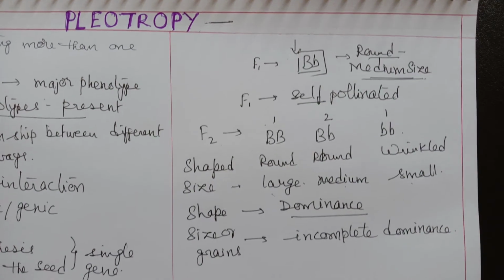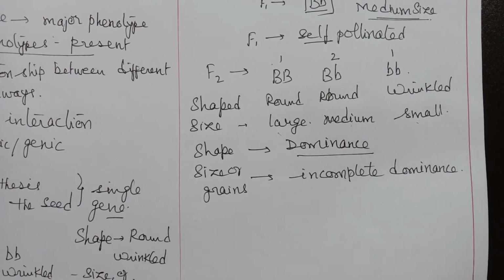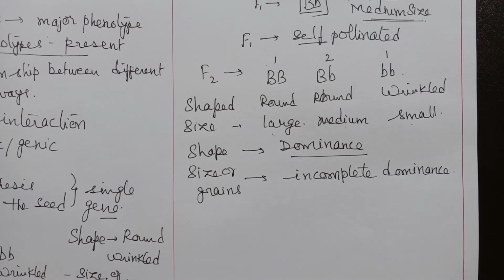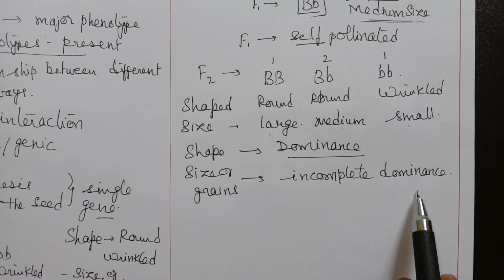Now here we find pleiotropy: one gene is representing two characters, starch synthesis and shape of the seed. And these two characters are inherited in a different fashion. Shape is showing dominance, size of the grain is showing incomplete dominance.